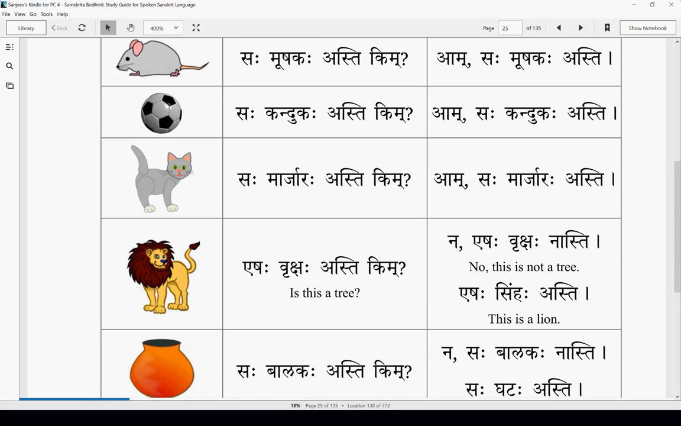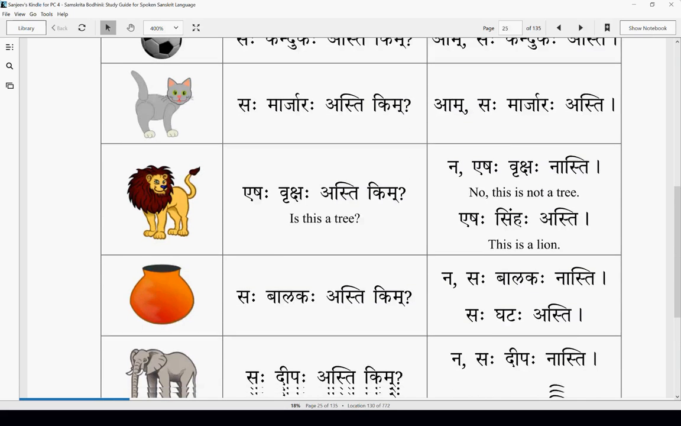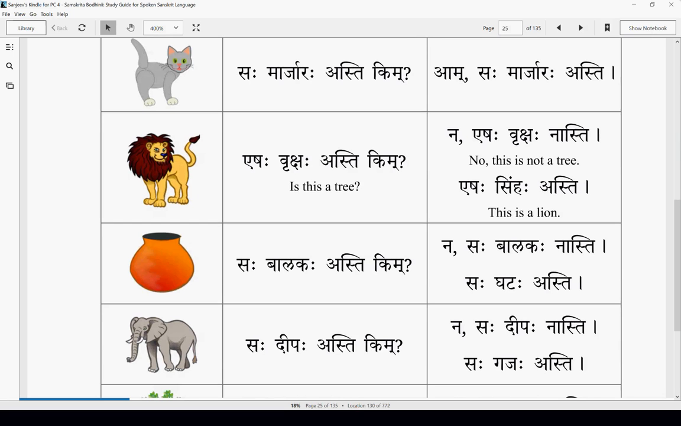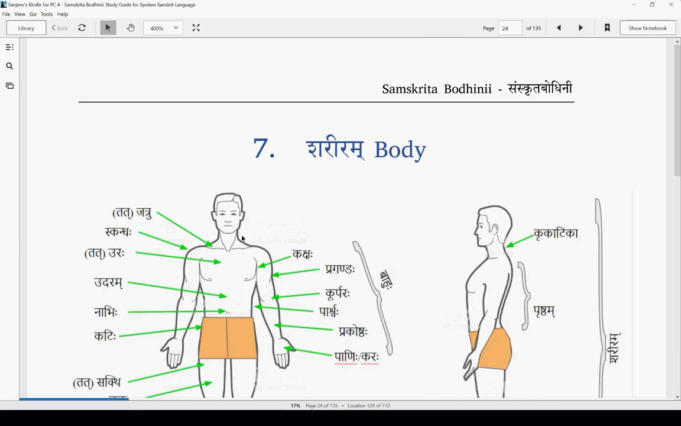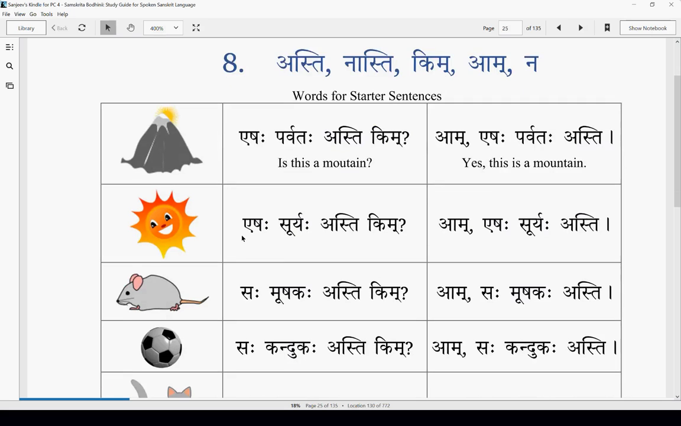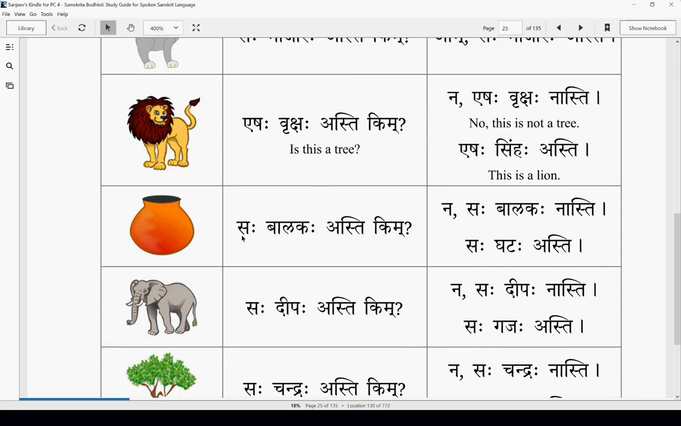Reading. Who wants to do the reading? Next one. I can. Anybody? You want to? Yeah. "Eshaha vrikshaha asti kim?" "Na, eshaha vrikshaha nasti." "Eshaha simham asti."